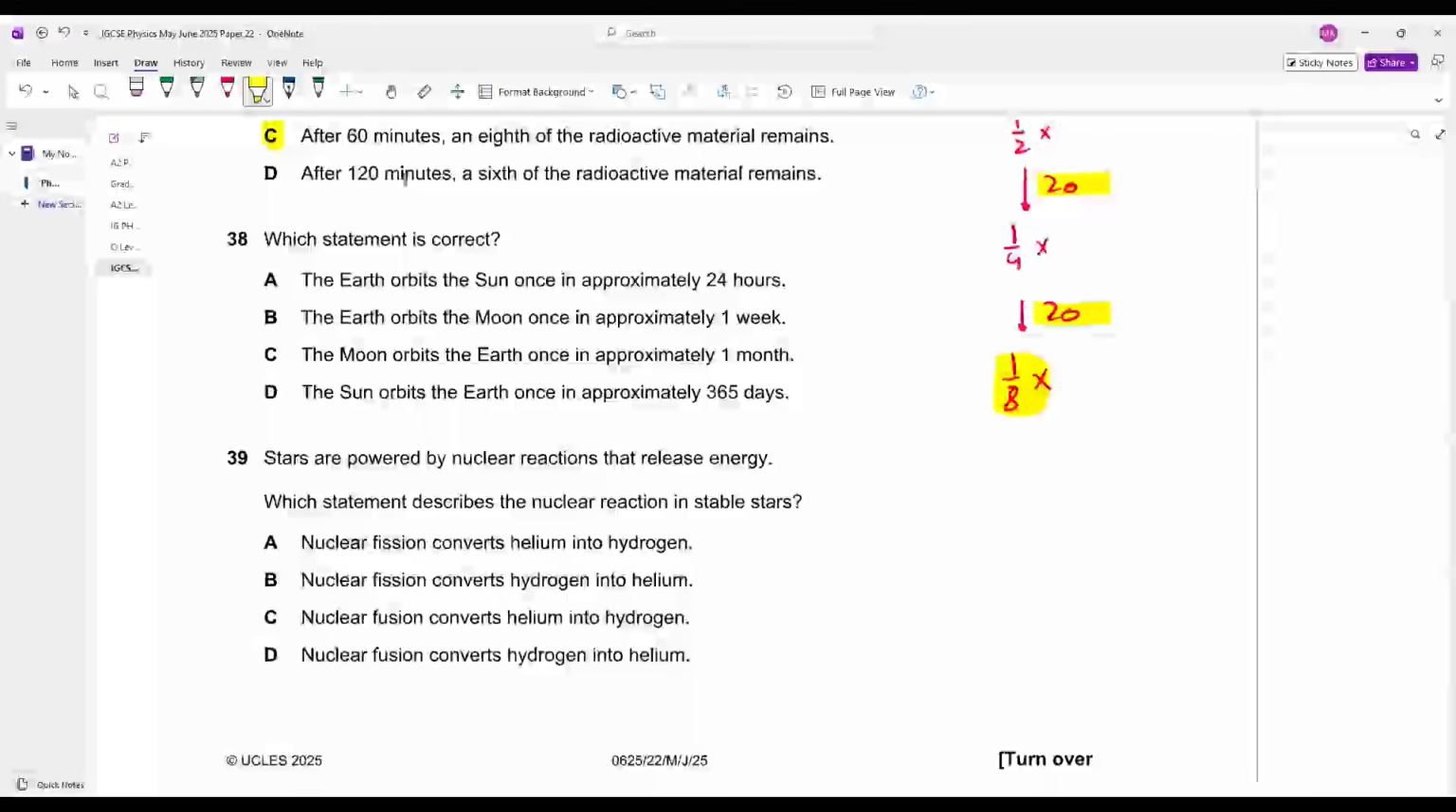Which statement is correct? The Earth orbits the Sun in approximately 24 hours. No. The Earth orbits the Moon in approximately 1 week? No. The Moon orbits the Earth in approximately 1 month. C is correct. Yep, the lunar cycle is 28 days.